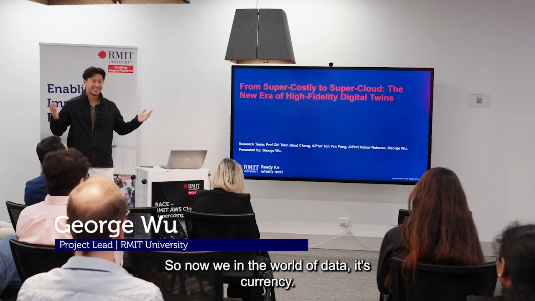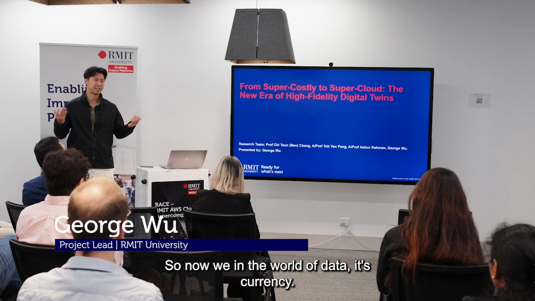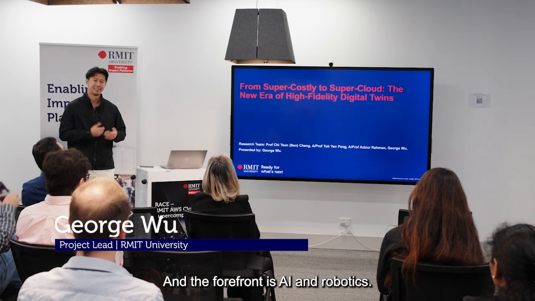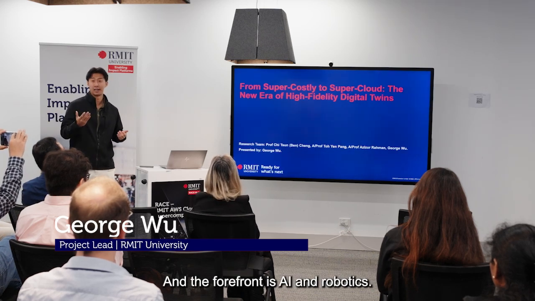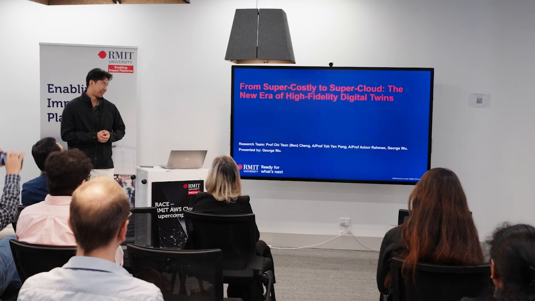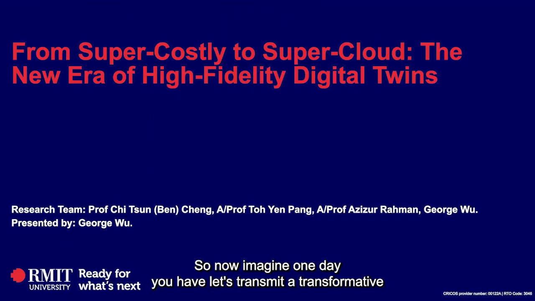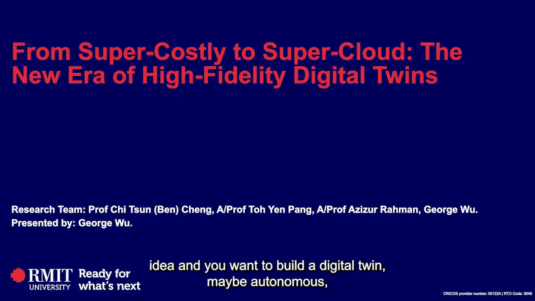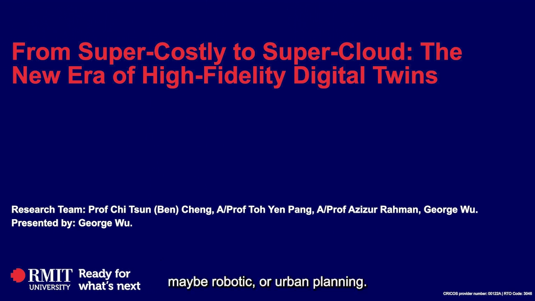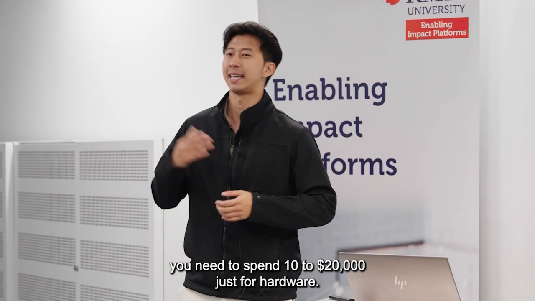So now we're in the world where data is currency, and the forefront is AI and robotics. Imagine one day you have this transformative idea and you want to build a digital twin, be it for autonomous vehicles, robotics, or urban planning. But in order to achieve that, you need to spend $10,000 to $20,000 just for the hardware.